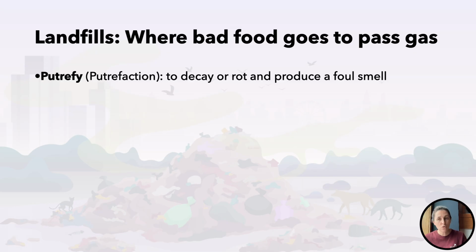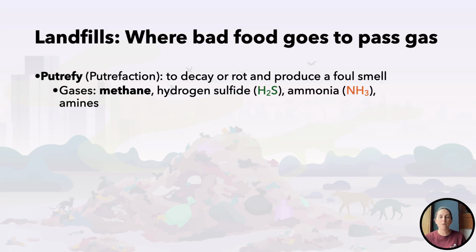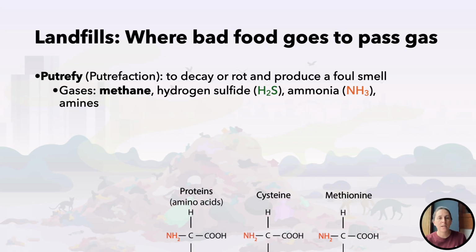And so now we have a new vocabulary word, putrefy or putrefaction, and that refers to the process of decaying and rot and producing a foul smell. That foul smell is attributed to gases including methane, hydrogen sulfide or H2S, which is the rotten egg smell, ammonia or NH3, as well as the amine gases including methylamine.